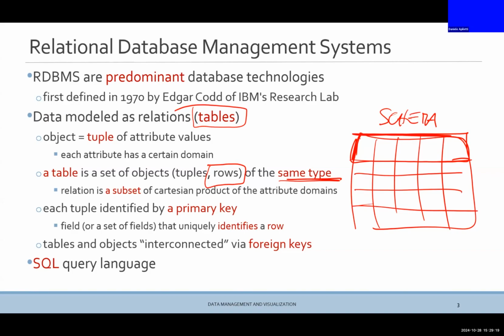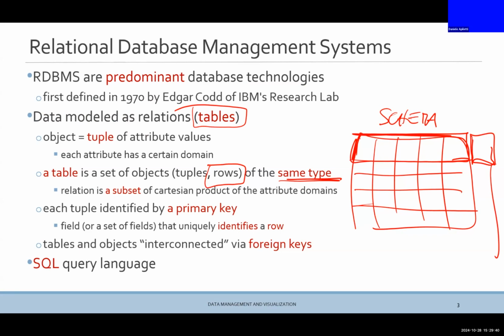If I want to add something to any student, I need to add a new column here, and I add the column for all the students. Even if then I insert the value only for some of them, I need to add the column to all the students, all the rows.